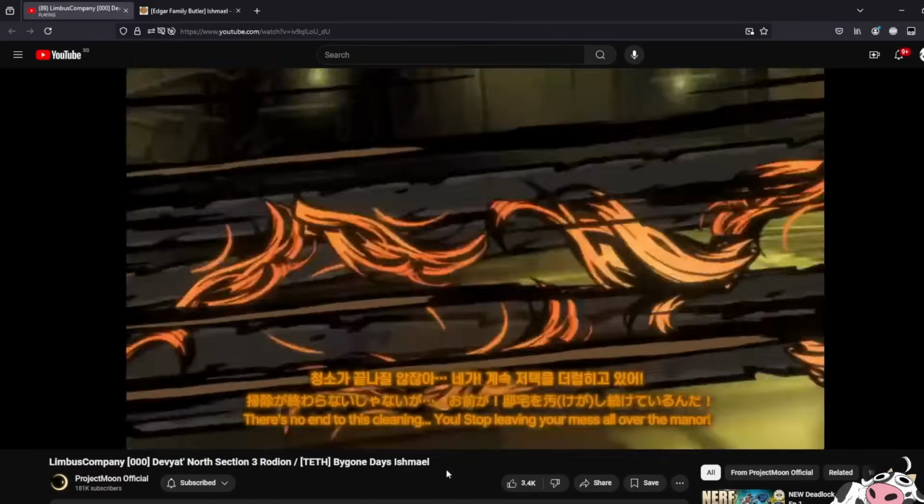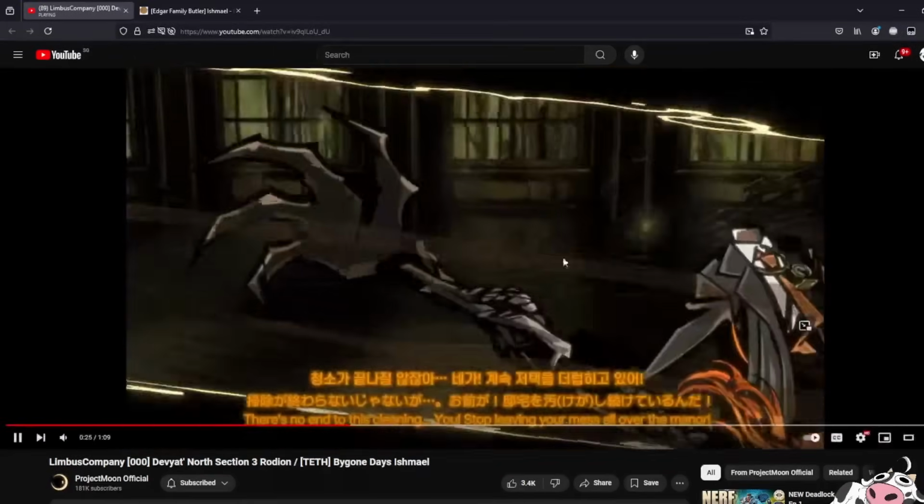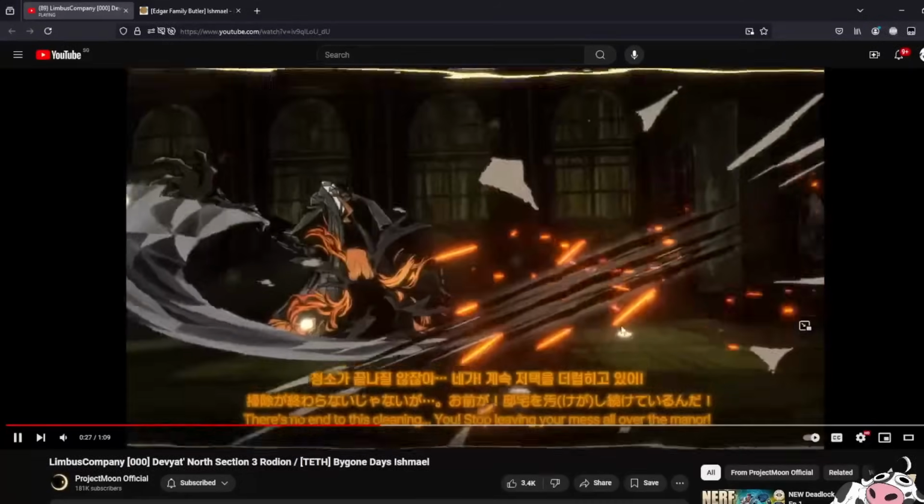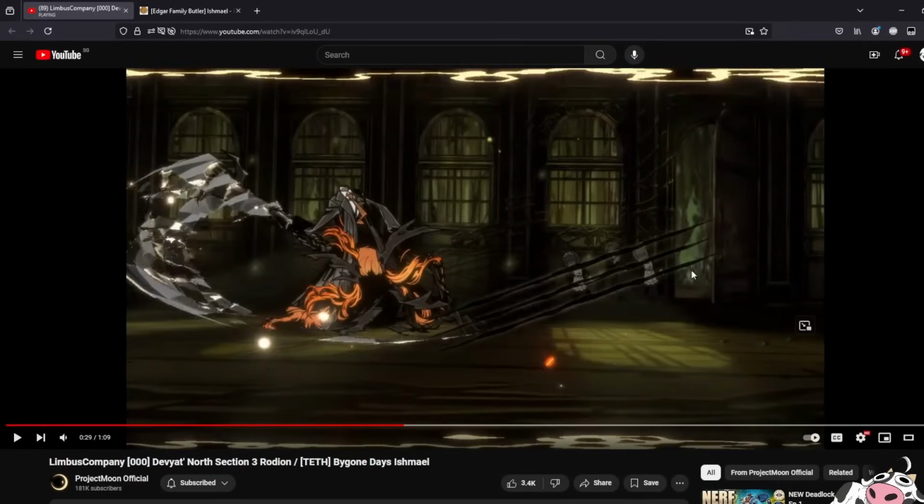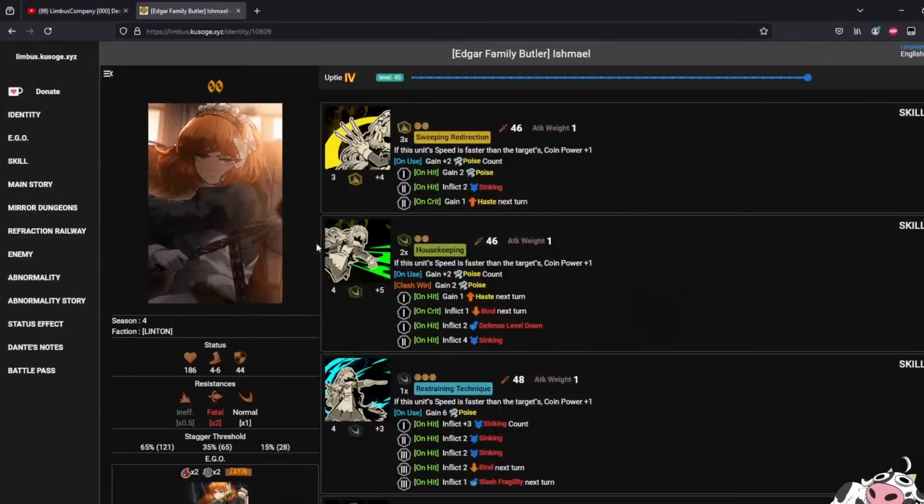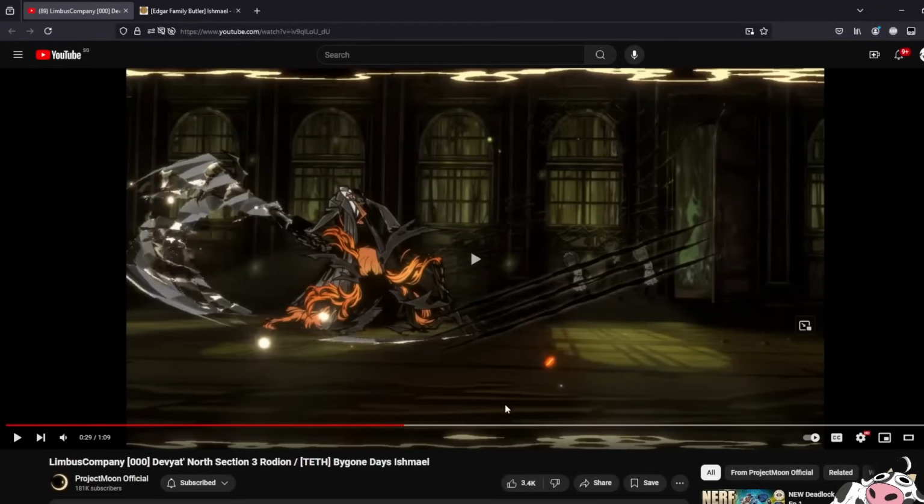Corroded form, also very, very well designed, because look at all that hair. I love the orange hair interwoven into the roots that she's firing out here. And this ego also, if you corrode it, it becomes AoE. So I really wonder what the hell this ego is going to do to synergize well with this Butler Ishmael.